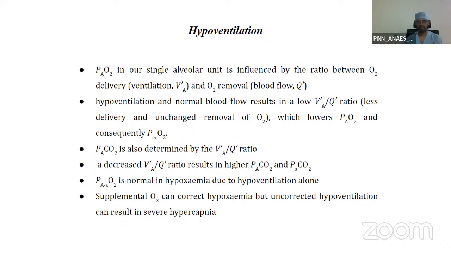Not only alveolar PO2, alveolar PCO2 is also determined by the VQ ratio. So a decreased or a low VQ ratio results in a higher alveolar PCO2 and arterial PCO2. If the hypoxemia is due to hypoventilation alone, then the alveolar arterial oxygen gradient is normal. While supplemental oxygen can correct hypoxemia, if the hypoventilation is not addressed, it can result in severe hypercapnia.